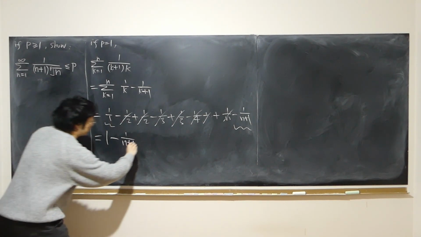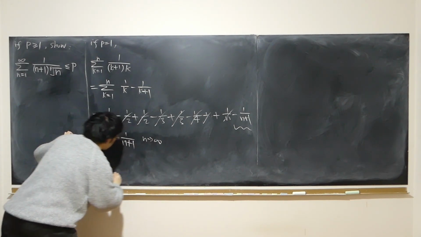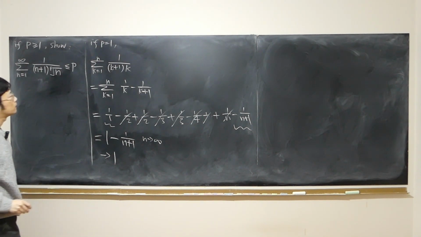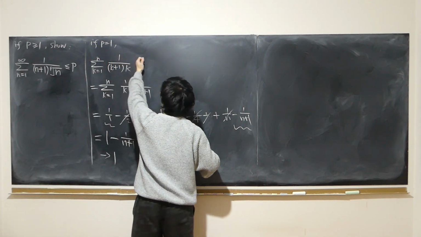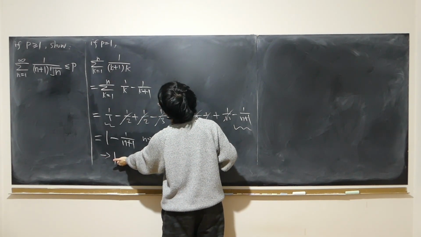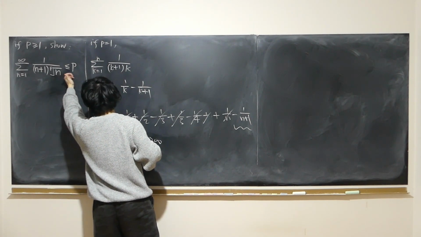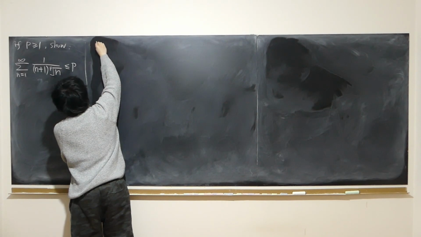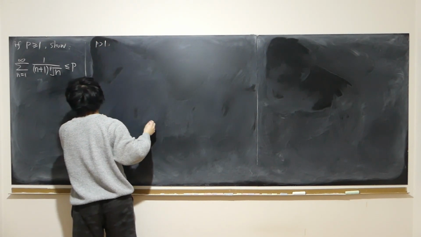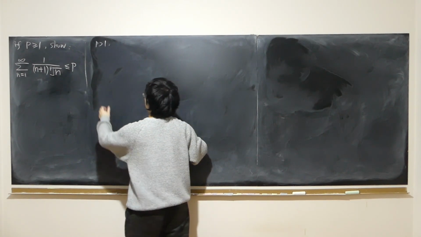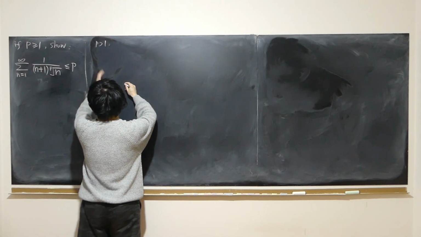Then we let n approach infinity. The limit is 1. So in other words, when p is equal to 1, our infinite sum is equal to 1. Right? So we have an equal sign. So when p is strictly greater than 1, can we still turn it into a telescoping series? That's the question. Now, it's not that easy, but still doable.